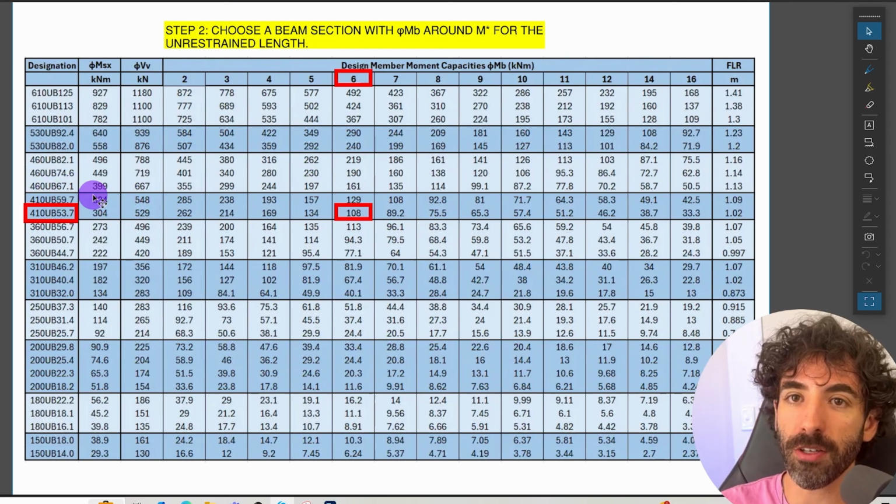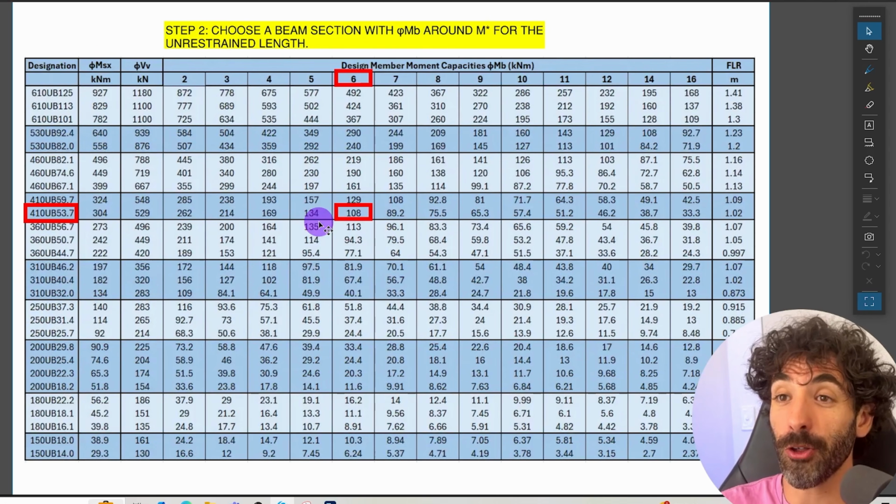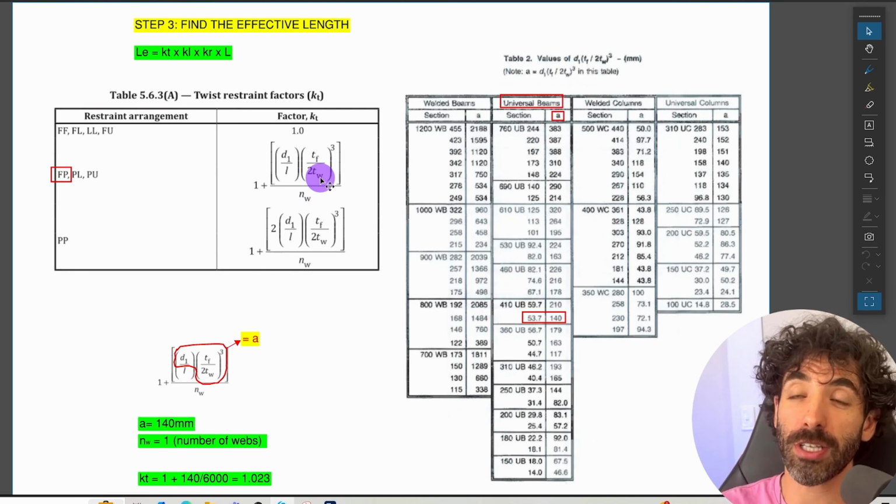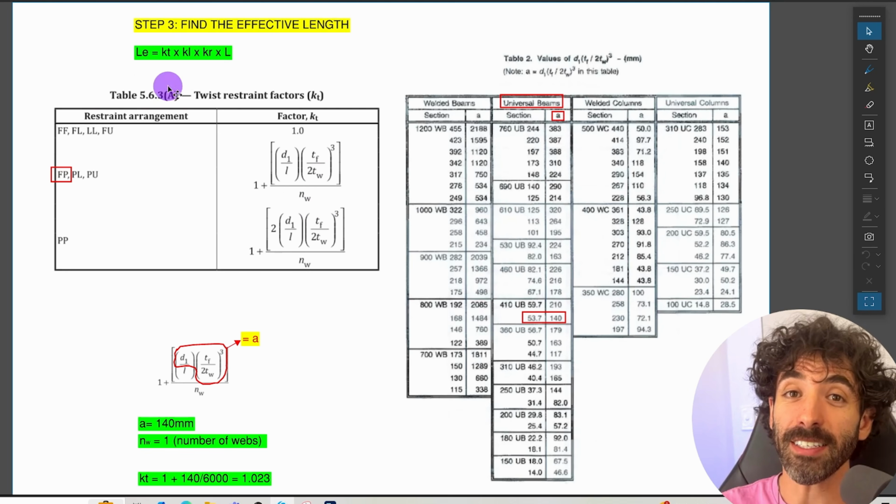I'm going to choose the 410 UB 53.7, which has phi MB equal to 108 kilonewton meter. I don't know if that section will work, it's just a trial for now. Now jumping to step number 3, we're going to find the effective length. The effective length is equal to KT times KL times KR times L.